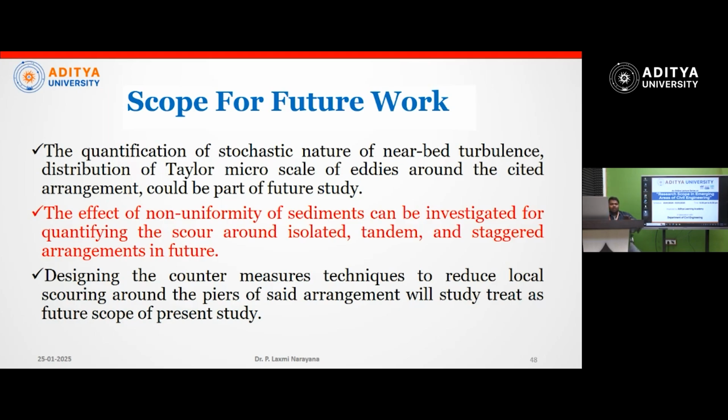Another one: the problem is identified, then what is the solution? The solution is designing countermeasures, meaning to stop this scour, what can we do? Either we can do any riprap arrangement, or keep big boulders or aggregates around the pier. Ultimately we need to reduce the scour around the pier. So what are the countermeasure techniques to reduce that? That is also one of the scopes in this area.